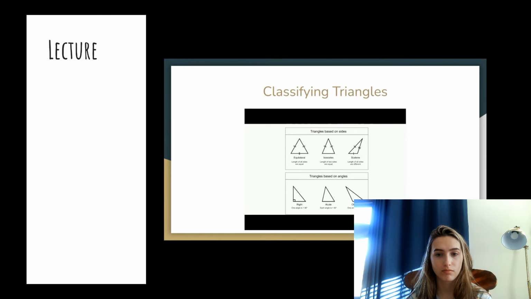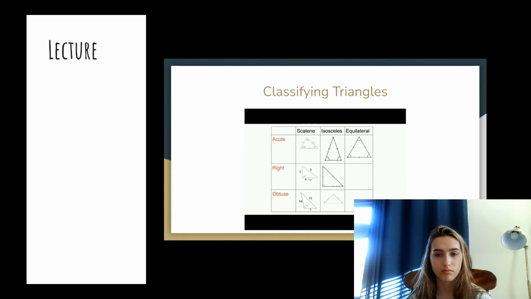You can also classify triangles by the side length and angle measure. This chart summarizes triangles classified by side length and angle measure. A scalene triangle, remember, it has 3 different side lengths, can be acute, right, and obtuse. An isosceles triangle, remember, it has 2 equal sides, can also be acute, right, and obtuse. And an equilateral triangle can only be acute because in order to have 3 equal sides, the angle measures must be equal to 60 degrees.